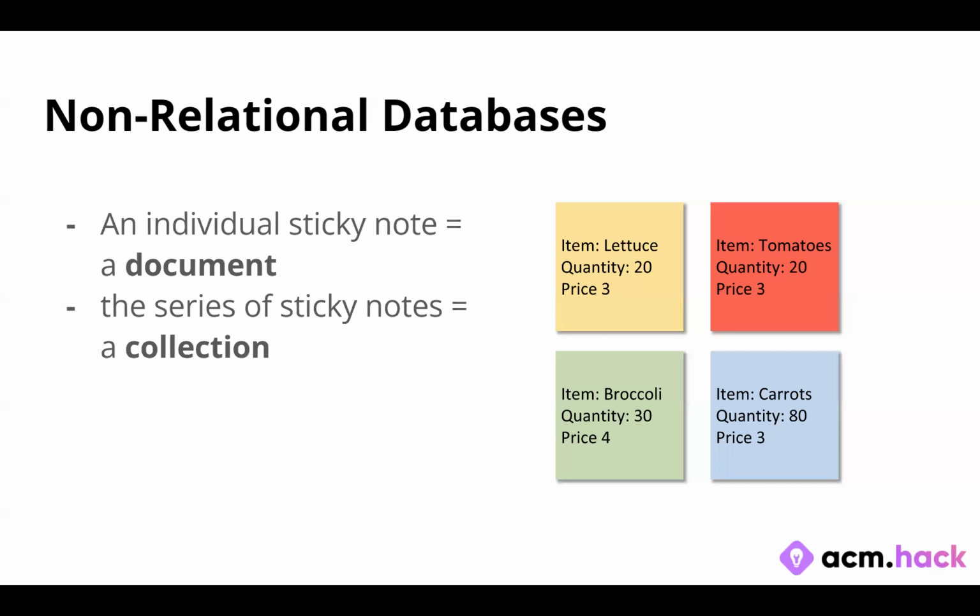Switching into non-relational database terminology, a sticky note in our example is a document. It's a single document. And the whole thing altogether is called a collection. That's what our database stores.